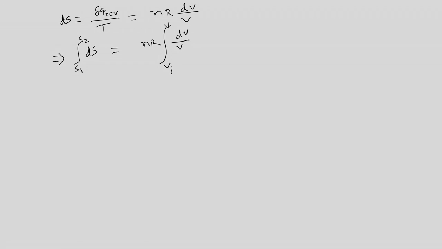Okay, so what we got? We got dS equals del Q reversible by T equals nR dV by V. And if we integrate this, we get delta S, which is nothing but S2 minus S1 is nR ln V final by V initial. Okay. So, we can calculate entropy change.